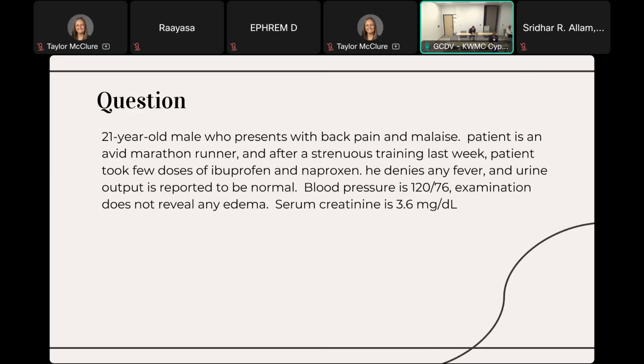21-year-old male presents with back pain and malaise. Patient is an avid marathon runner, and after strenuous training last week, he had been taking a few doses of ibuprofen and naproxen. He does not have any fever, and the urine output is reported to be normal. His blood pressure is normal, 120/76. Examination does not reveal any edema. His creatinine, on the other hand, is 3.6 milligram per deciliter.